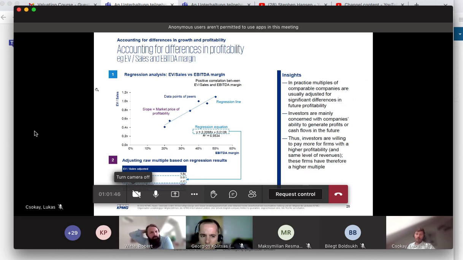Any questions on the adjustments, or the adjustments for differences in profitability?